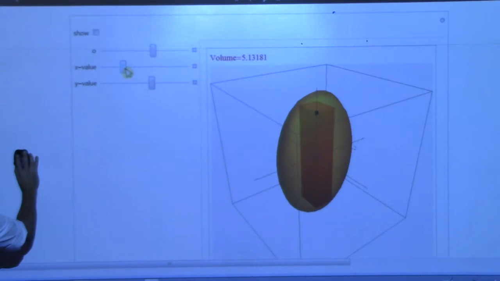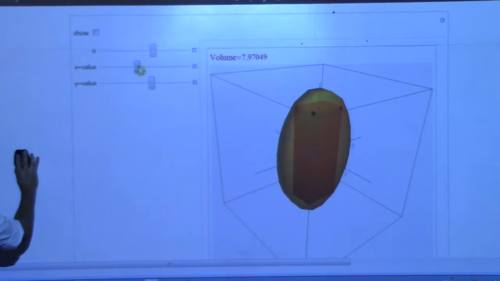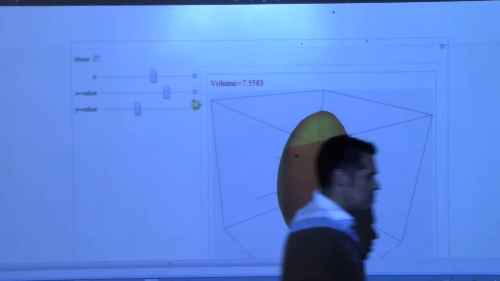I can make it very short, right? So it's not as tall, but now it's wider. And that has a volume. Now notice I have the computer calculating the volume for me. And as I move that X, looks like I've got a pretty good volume there. 7, 7.5, 8, 8.9. But something happens. Once I go past this critical place, the volume starts shrinking. So we're trying to find out the biggest volume we could possibly get into that ellipsoid.